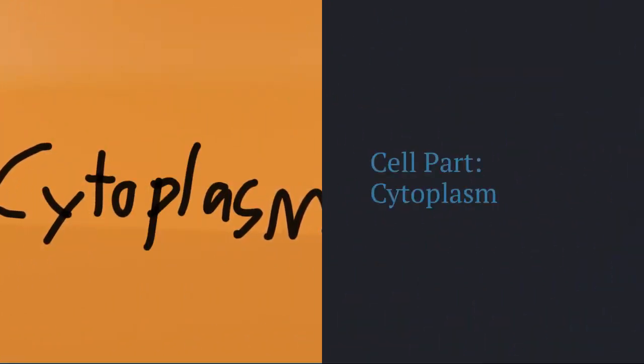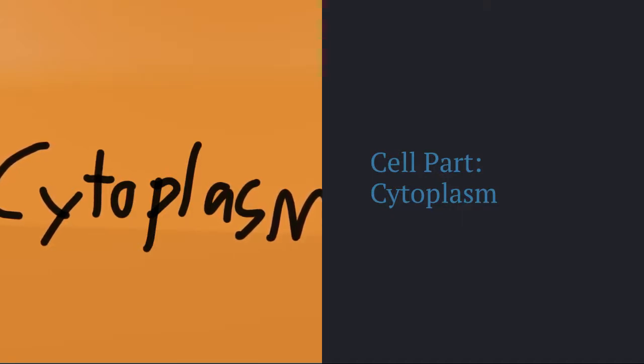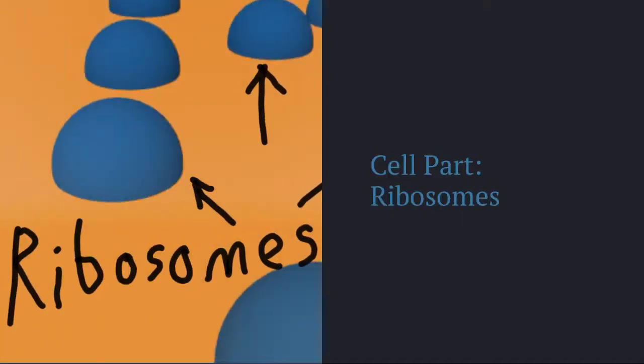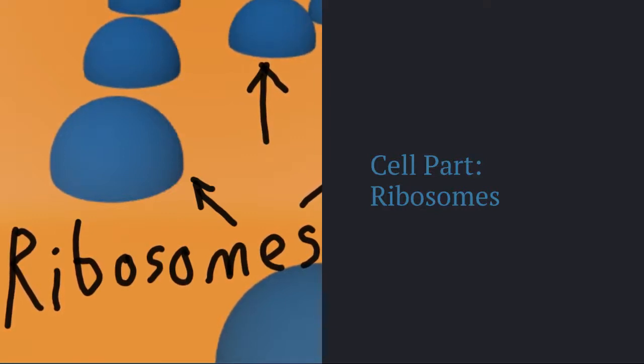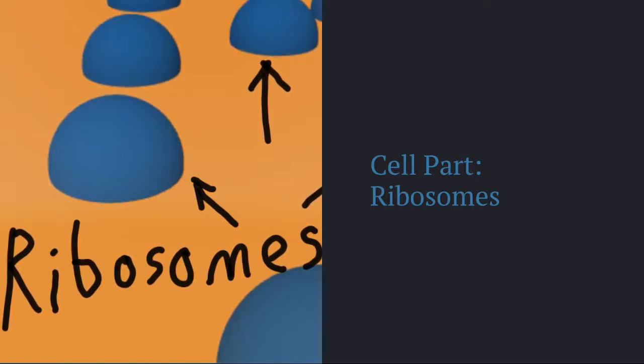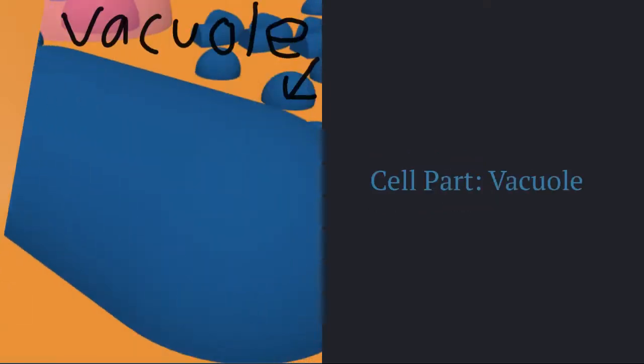The cytoplasm is a gelatin-like liquid that holds the cell parts within the cell. Ribosomes are what make proteins for the cell with messenger RNA as the template. They are made within the nucleus out of proteins and an RNA mixture.